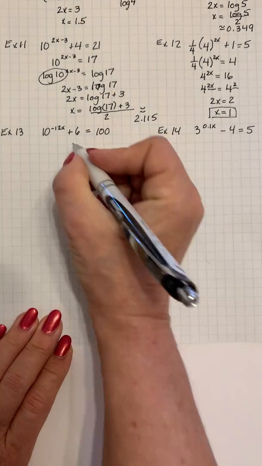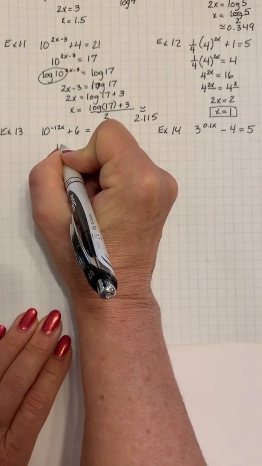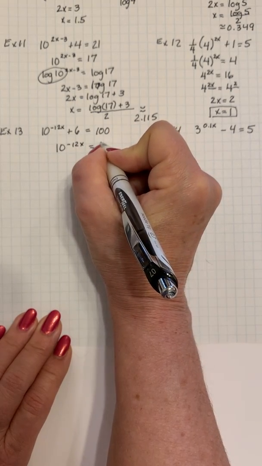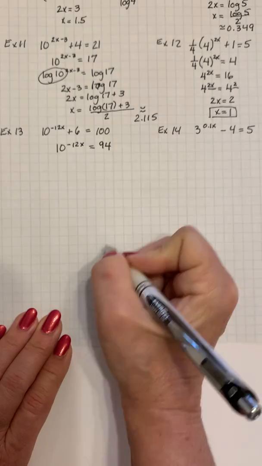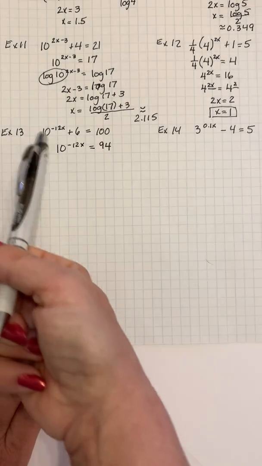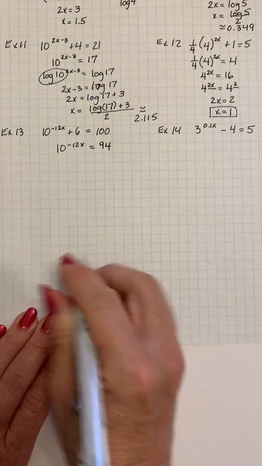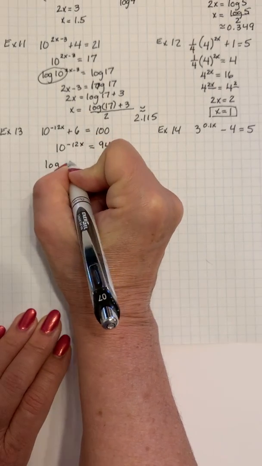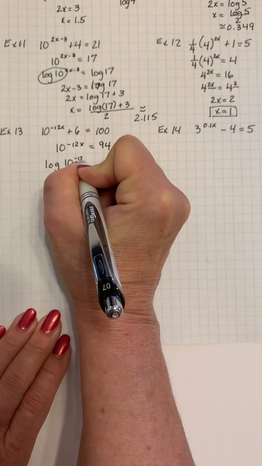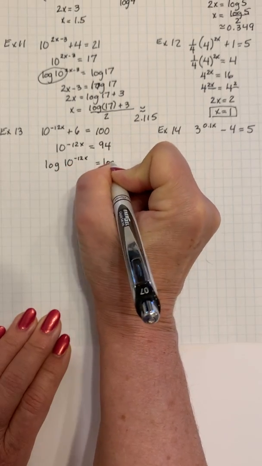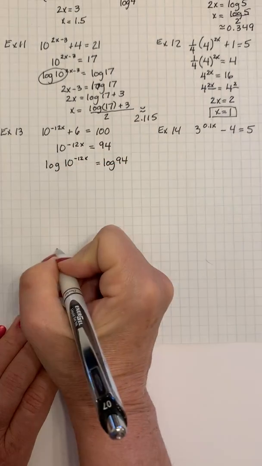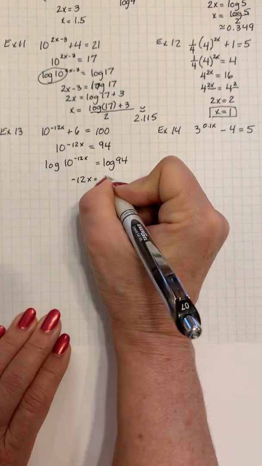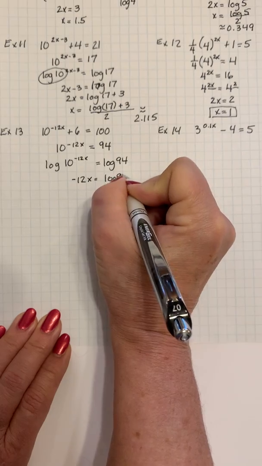Next, we are going to subtract 6 from both sides, and we get 10 to the minus 12x is equal to 94. Now we can't get that to the same base. We could have if it weren't for that 6. That 6 messed things up. So we're going to take the log of both sides. Undo the 10 by taking the log of both sides. These undo each other and we get negative 12x is equal to the log of 94.